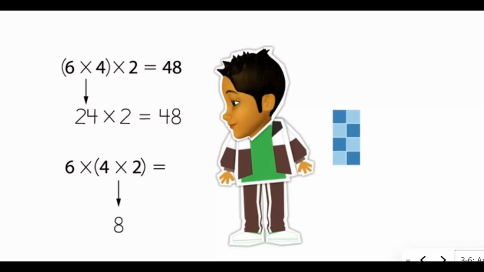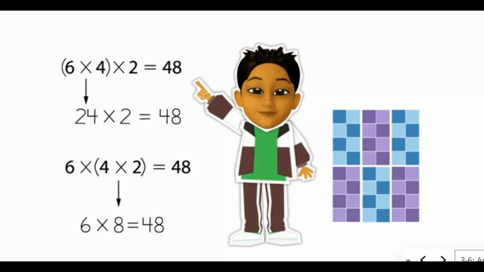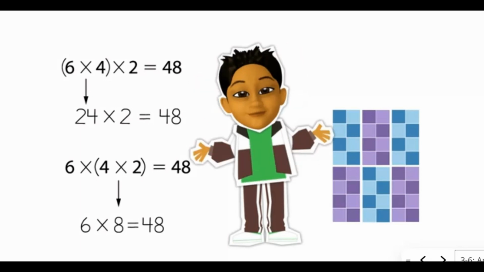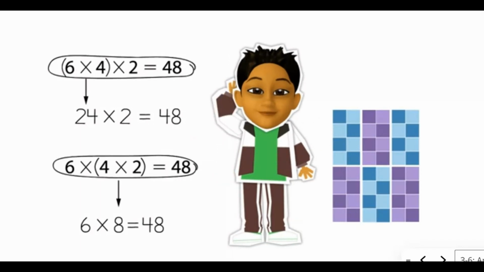And then we bring in our other factor 6. 6 times 8 equals 48. We got the same answer. The associative property works. You saw there how even though we changed the groupings of the factors, we ended up with the same product. That's how you use the associative property.